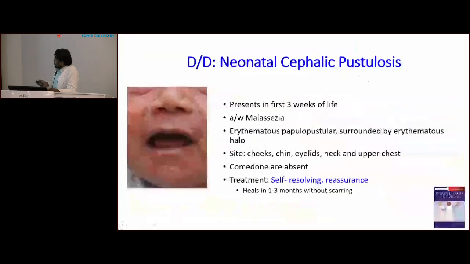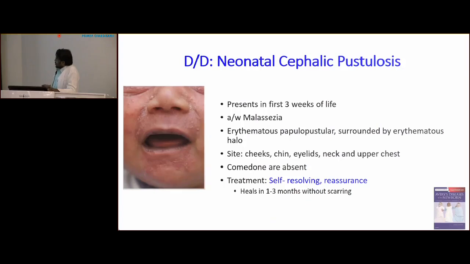And neonatal cephalic pustulosis. As we are discussing the localized part, the name itself tells it is cephalic. It is restricted only to the head or the face region. It presents around 3 weeks, associated with Malassezia furfur and erythematous papulopustular lesions. If you see, these erythematous papulopustular lesions are surrounded by an erythematous halo. This halo is present around the pustules and not between the two pustules. And sites are, as mentioned, over the face or head region, and comedones are absent. And treatment is self-resolving and reassurance. They heal by 1 to 3 months of age without any scarring, unlike the previous one.